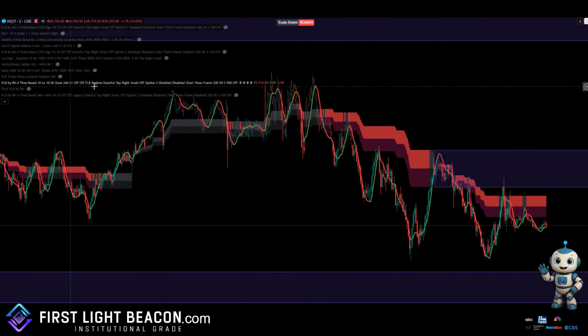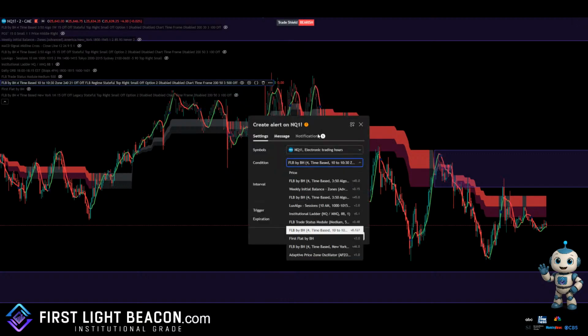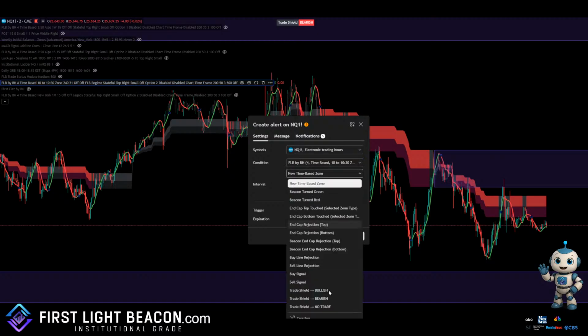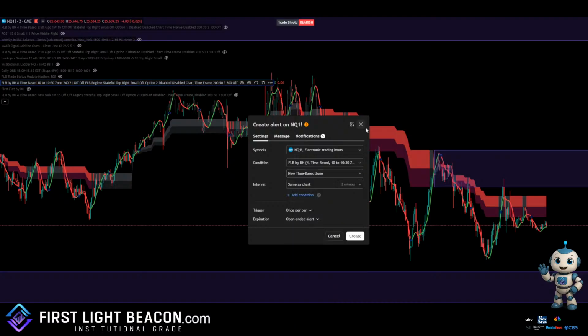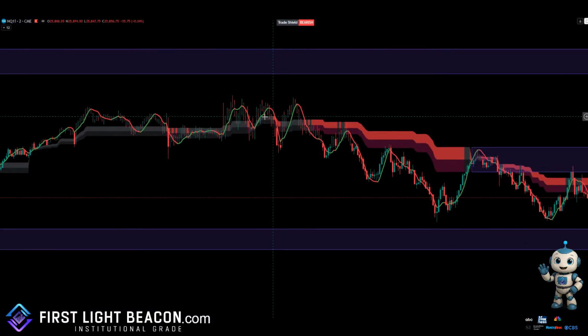Built-in alerts for the actual one that we're using, you can go on here and set alerts. That's not what I want. For Trade Shield, bullish, bearish, or no trade, you can set all three alerts, and when a condition, sorry.